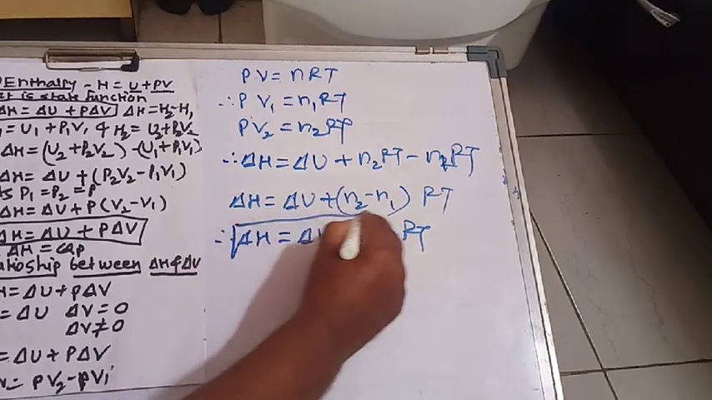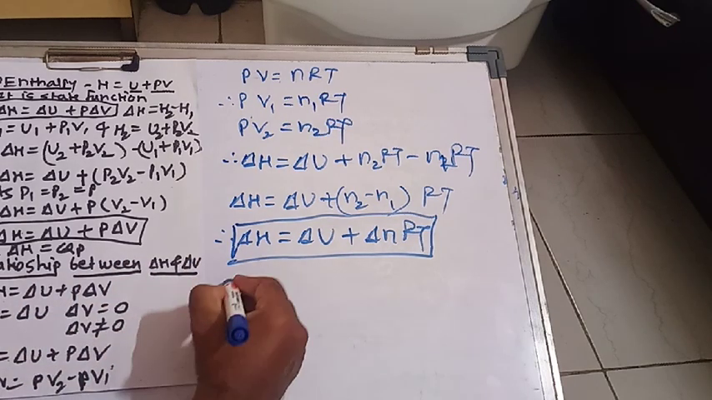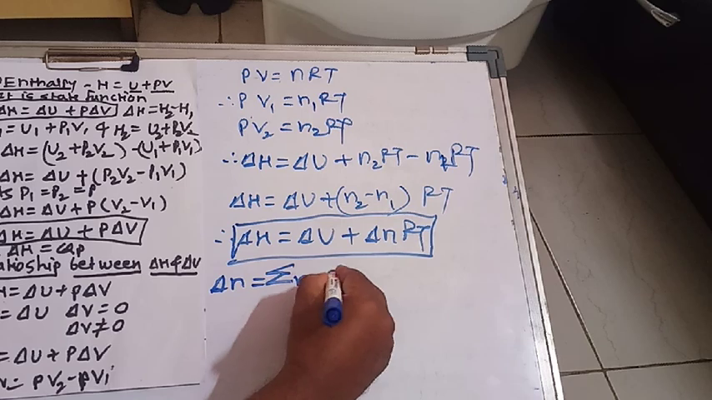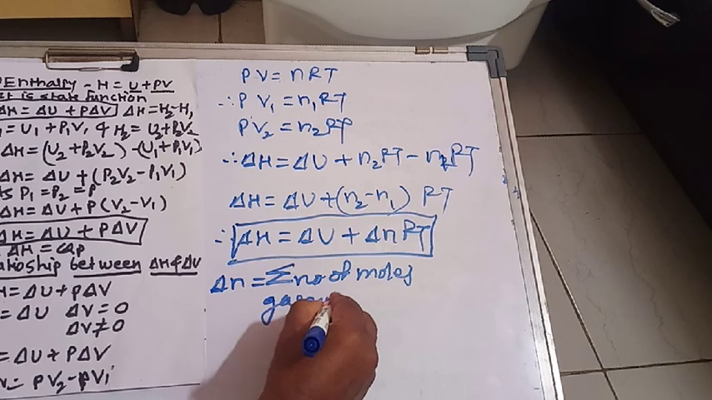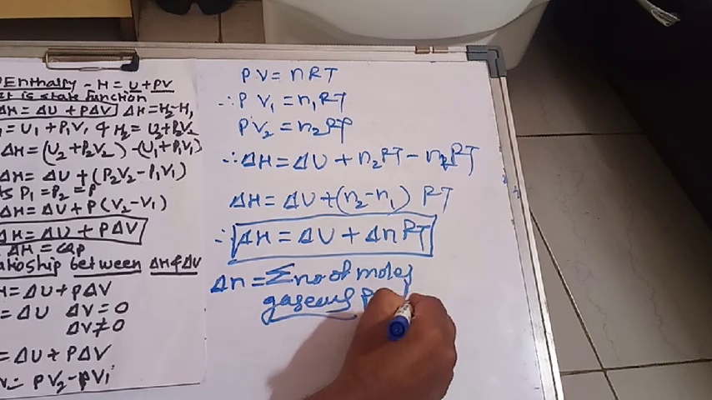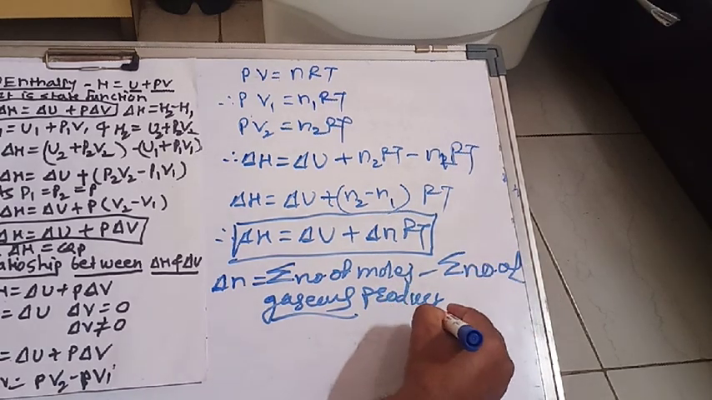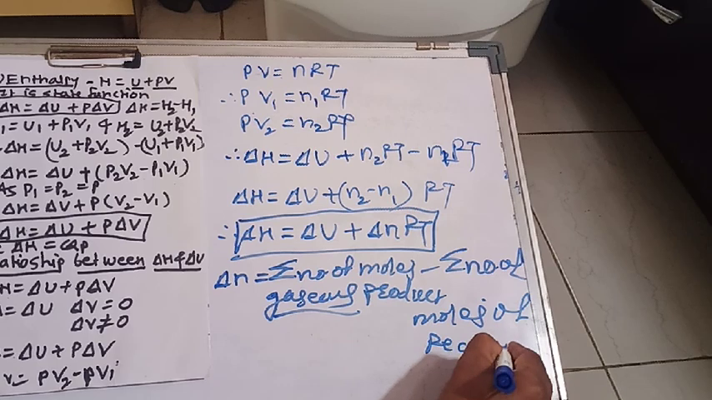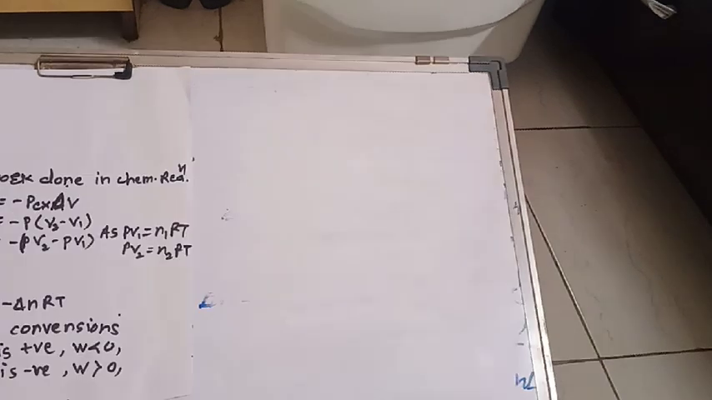So this is the expression: delta H is equal to delta U plus delta n RT. Here delta n is equal to the summation of the number of moles of gaseous products minus the summation of the number of moles of gaseous reactants. So this should be gaseous reactant. So this is about the relationship between delta H and delta U for a chemical reaction.